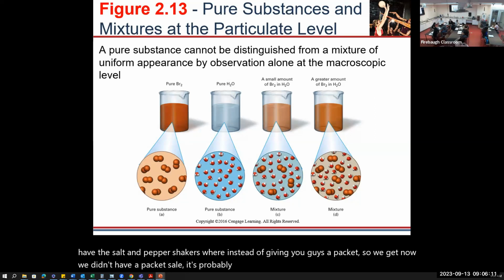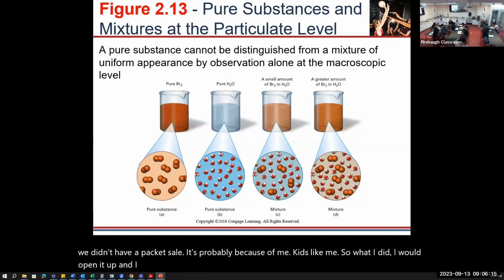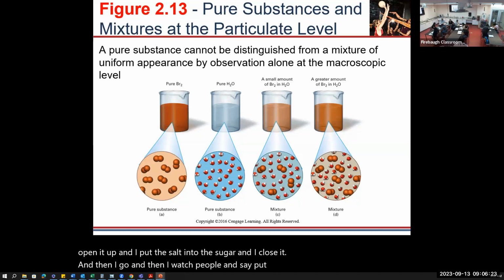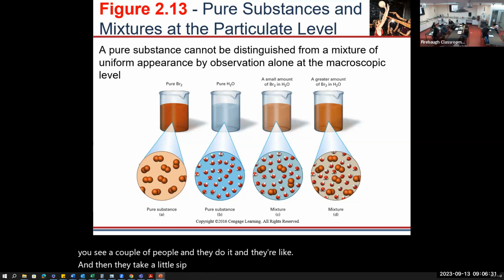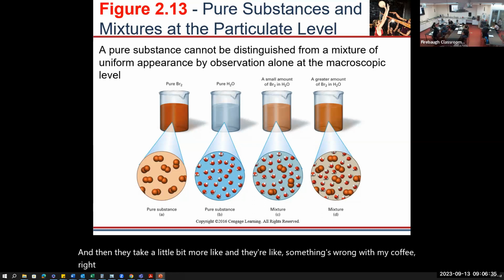So what I did, I would open it up and I would put the salt into the sugar, right? And I close it. And then I'd watch people as they put sugar in their coffee, right? So you see a couple of people and they do it, and then they take a little sip more and they're like, something's wrong with my coffee, right? And so I used to get such a chuckle out of it, right?